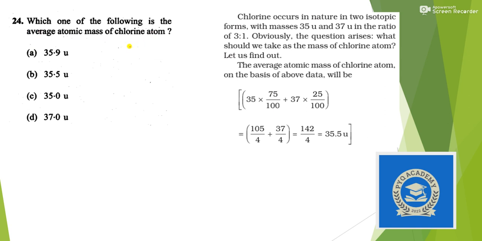A question which is asked a number of times because it is directly given in NCERT. The mass of chlorine is nothing but 35.5. So our answer is option B. This is given in the chapter Structure of Atom of class 9.